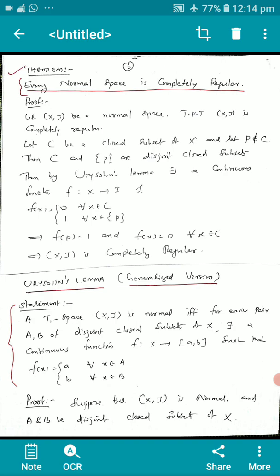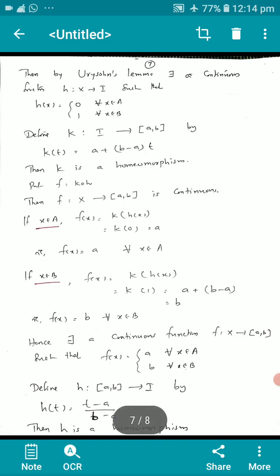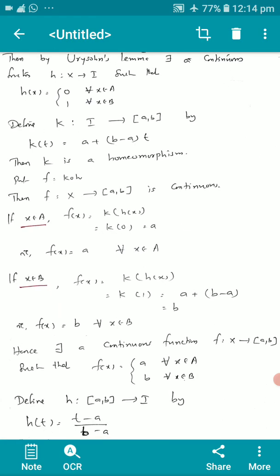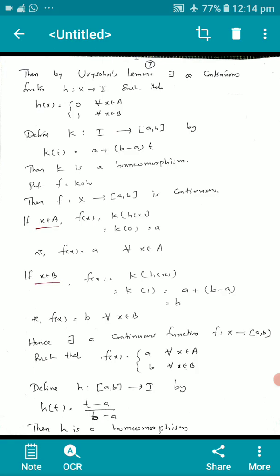You can see the proof of it. Suppose that X2 is normal and A and B are disjoint closed subsets of X. Then by Urysohn's lemma, there exists a continuous function h from X to I such that h of x equals 0 for all x in A and equals 1 for all x in B. And we are defining a new function k; k is a homeomorphism between the closed interval [0,1] and the closed interval [a,b]. If such a homeomorphism exists, then we can prove the generalized version. That is the idea.